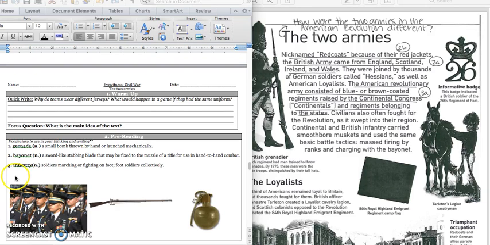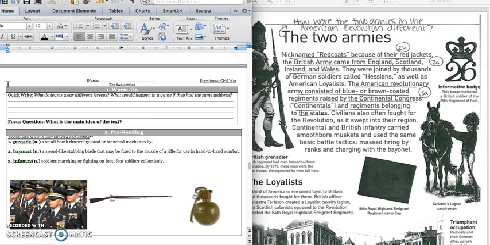Good afternoon, fourth grade. Today we're going to continue reading in our American Revolution text, and we are going to talk about the two different armies. So by the end of today, you'll be able to compare and contrast the Confederate Army with the British Army.